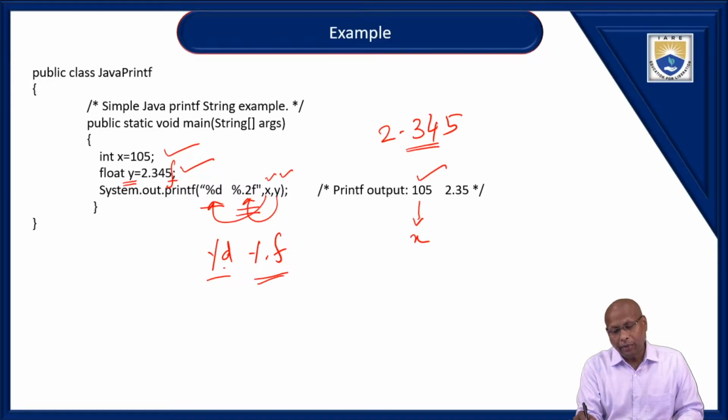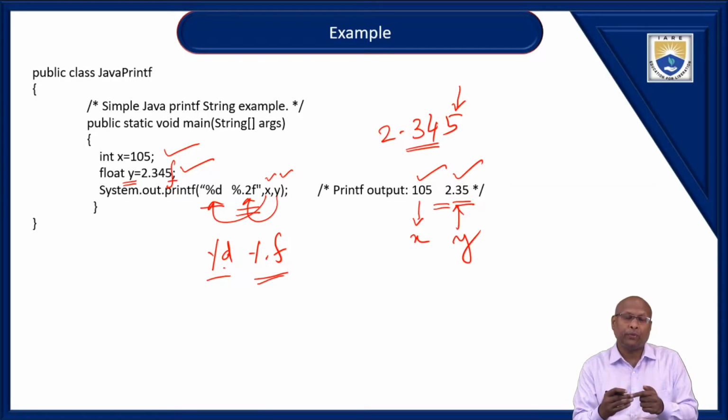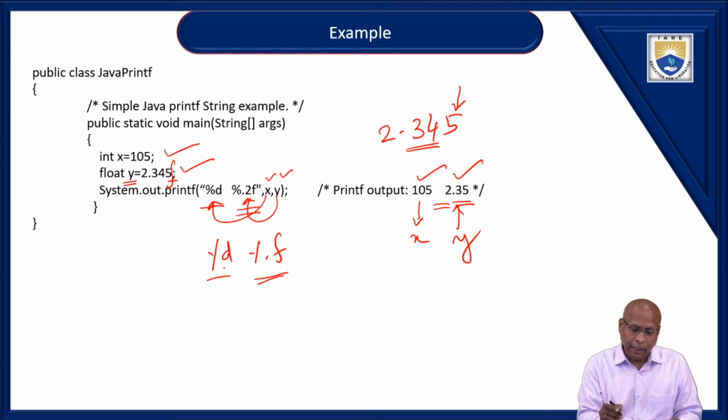But after 4, 5 is there. So it will round off and go to the next digit. So instead of 34, it will go to 35. Before the decimal, whatever is there, it will print as it is. So this is the way the output comes. This comes from x, this comes from y. But the value of y is rounded off because you have mentioned .2f. So this type of output is possible with the help of the printf method only. Okay.